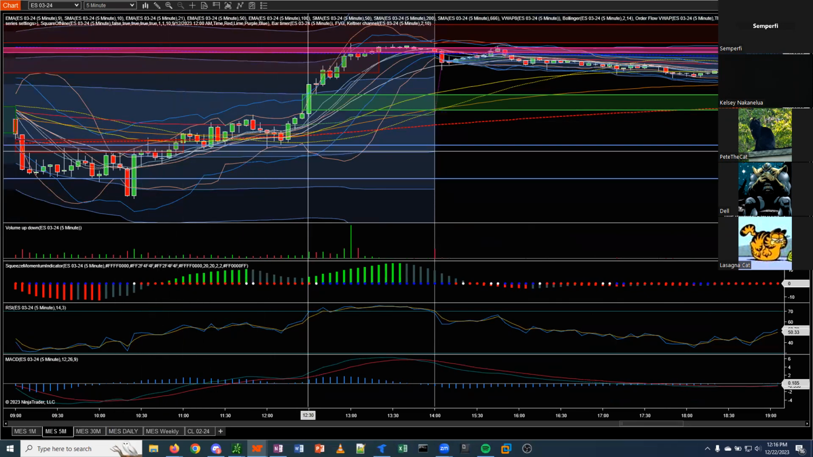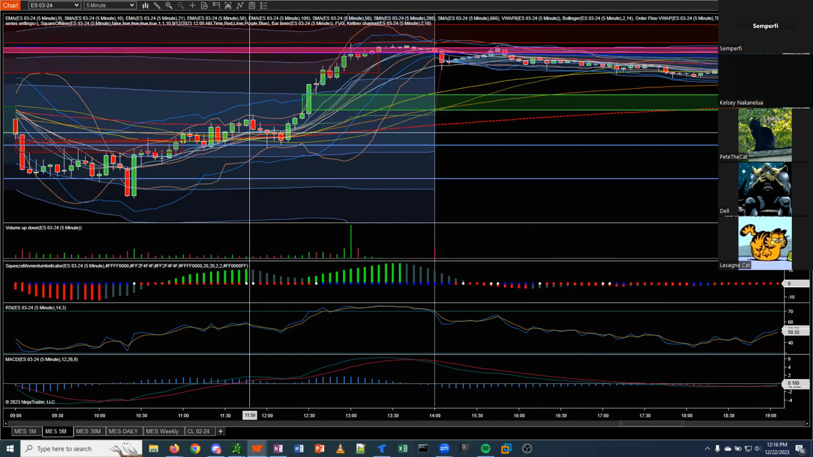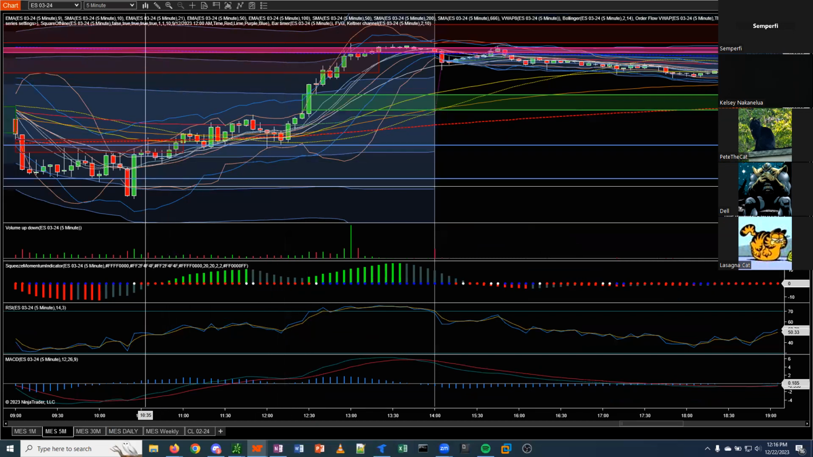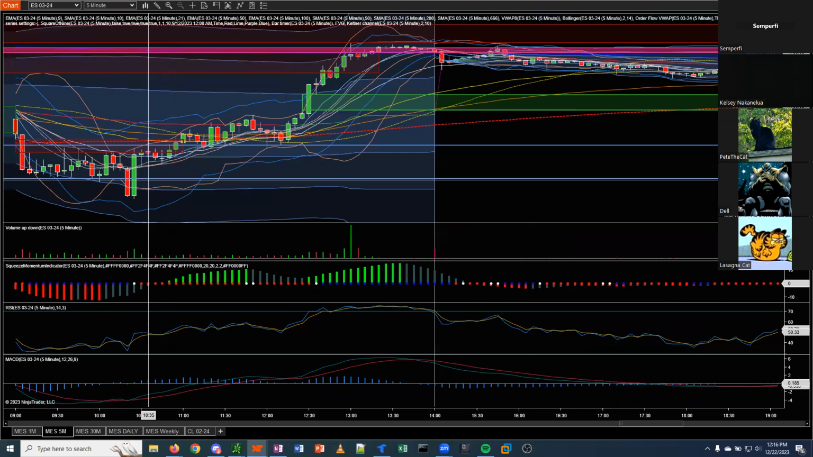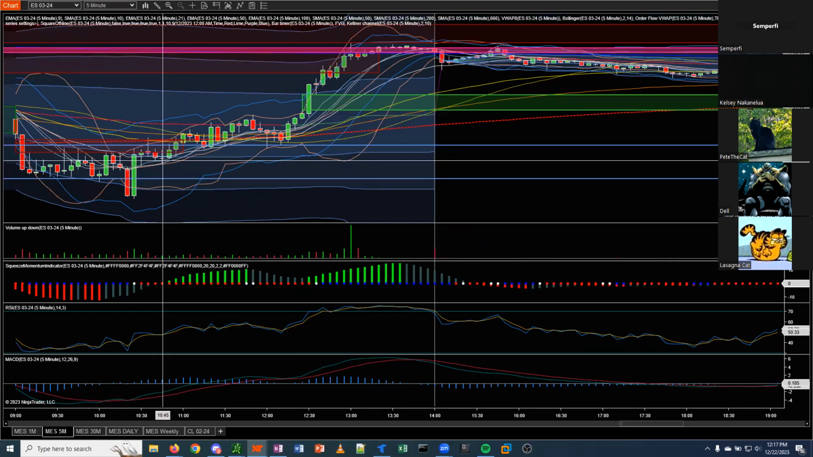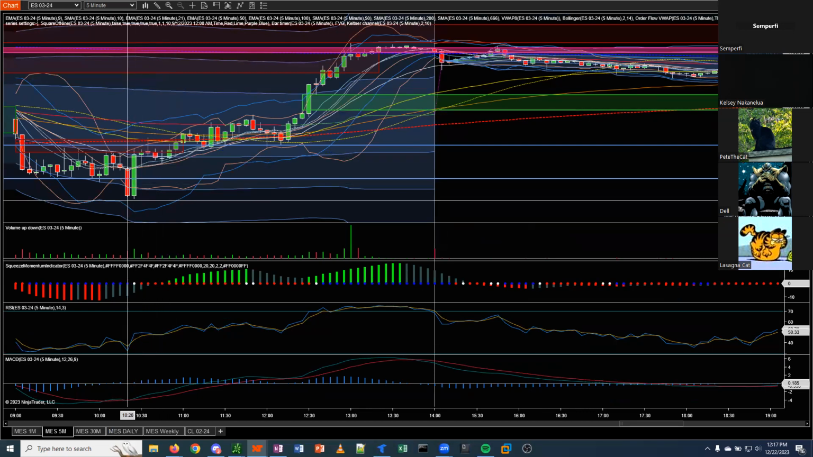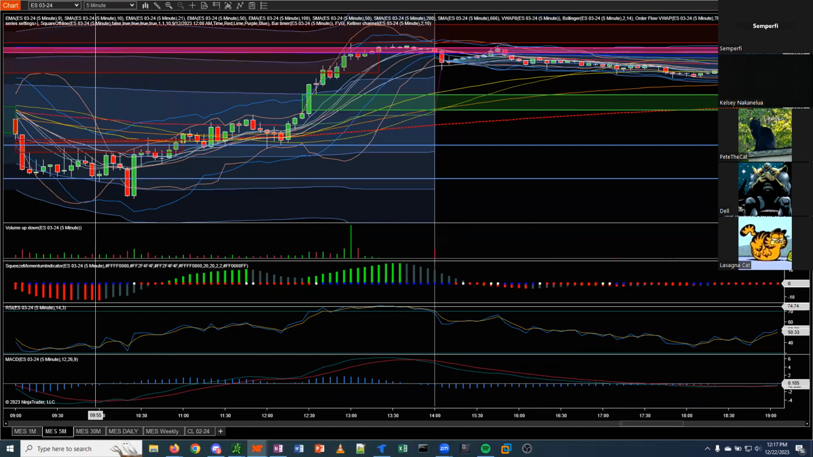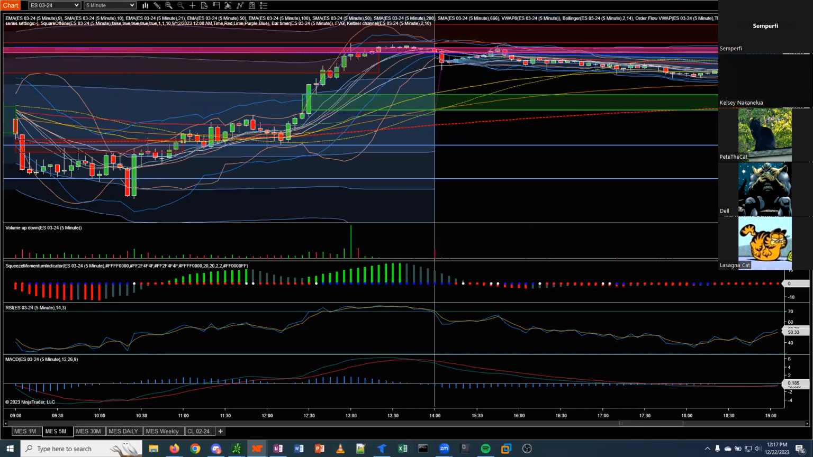So Kelsey and Luna, this is what I look for, right? So I wait for the pullback confirmation. You could have got in right here at the 10. That's an easy grade B setup. Grade B setup because it got in, it pulled back to the 10 SMA, and it held the 10 SMA.